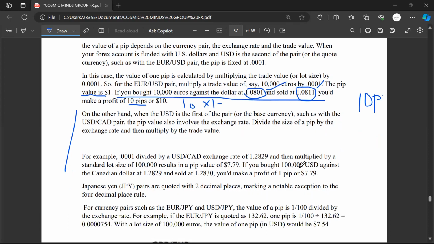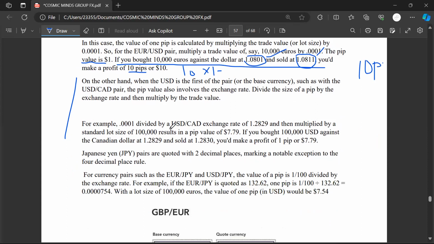So let's look at what we are saying. For example, this is the pip, right? Divided by the exchange rate, right? Then multiply by the lot size, 10,000, 100,000, right? 100,000. And then you see the result to be this. Just do the math. Just divide this by the exchange rate, and you have a lengthy decimal figure.